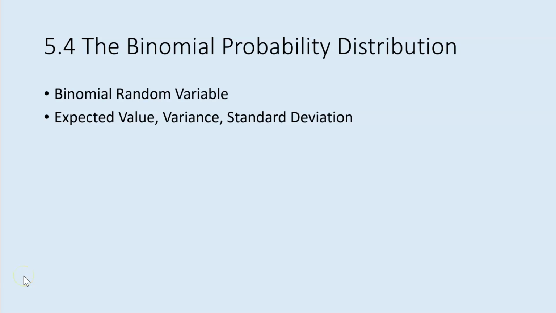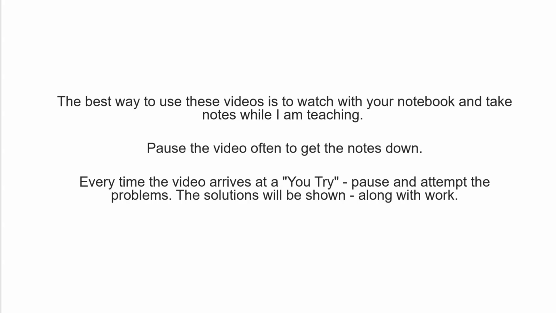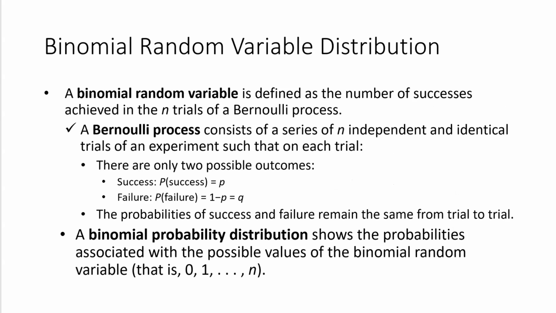In this section, we introduce a new probability distribution, the binomial probability distribution. A binomial random variable has the number of successes achieved in n trials as a Bernoulli process. So there are only two possible outcomes, success and failure. We can't say that you would sell one house, two houses, three houses, as in the previous section. This is going to be you either sell houses or you don't sell houses. And we show the probability associated with each of these values as 0, 1 to n.